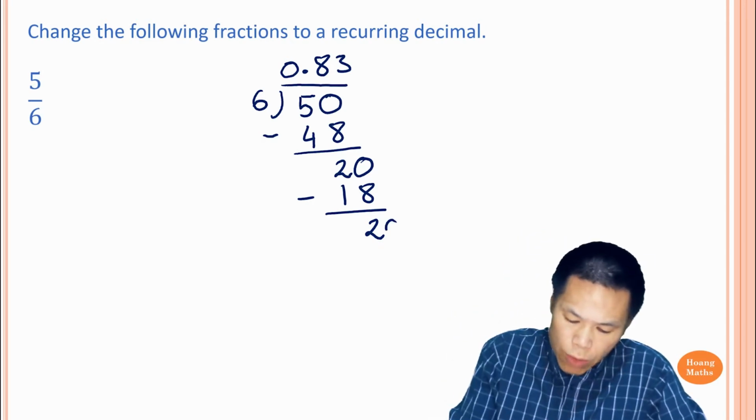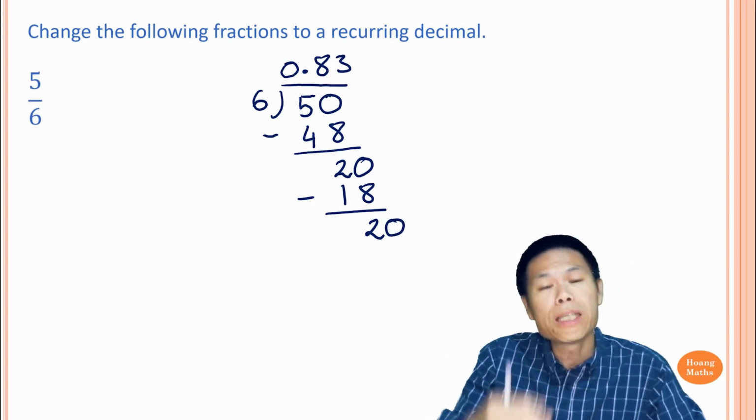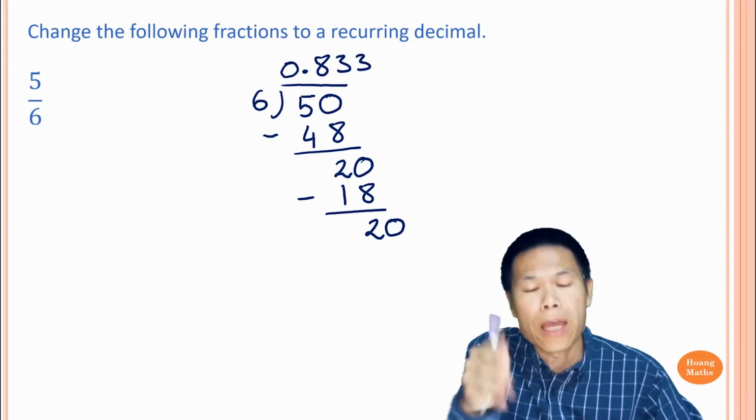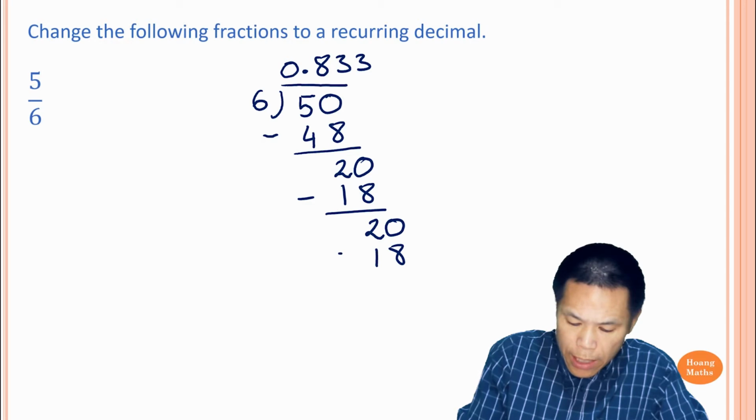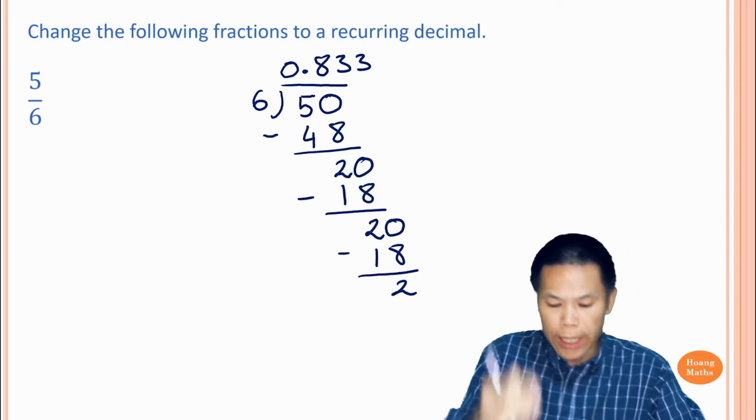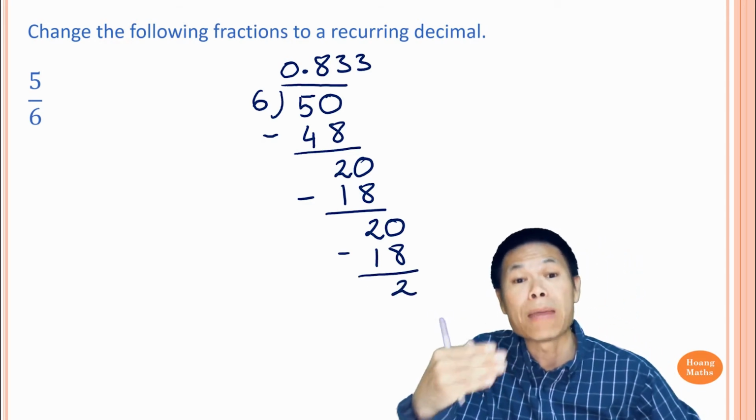If we add a 0, 6 goes into 20 3 times again. And 3 times 6 is 18. We just write 18 down and we minus it, and get 2 again. And it keeps on repeating with the same remainder.